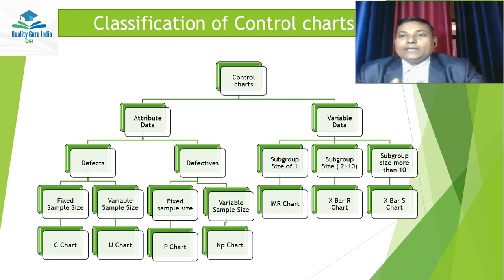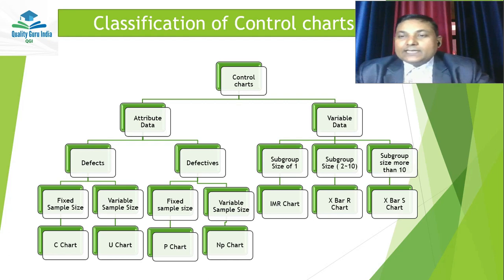Let's see if the data is attribute. If the data is attribute, then two conditions fall: defects and defectives. What is a defect? If any parameter of any part is out of the specification, then it is a defect. Whereas in the case of a defective, if a part has one or more defects, then it is defective.